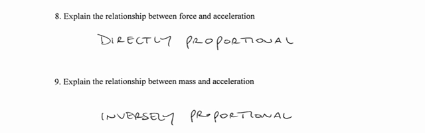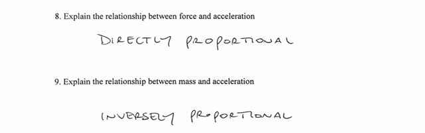8 and 9, this is Newton's second law, the relationship between force and acceleration, they're directly proportional. If the force goes up, the acceleration goes up. If the force goes down, the acceleration goes down. If the force is doubled, the acceleration is doubled. If the force is cut in half, the acceleration is cut in half. It's a direct relationship.